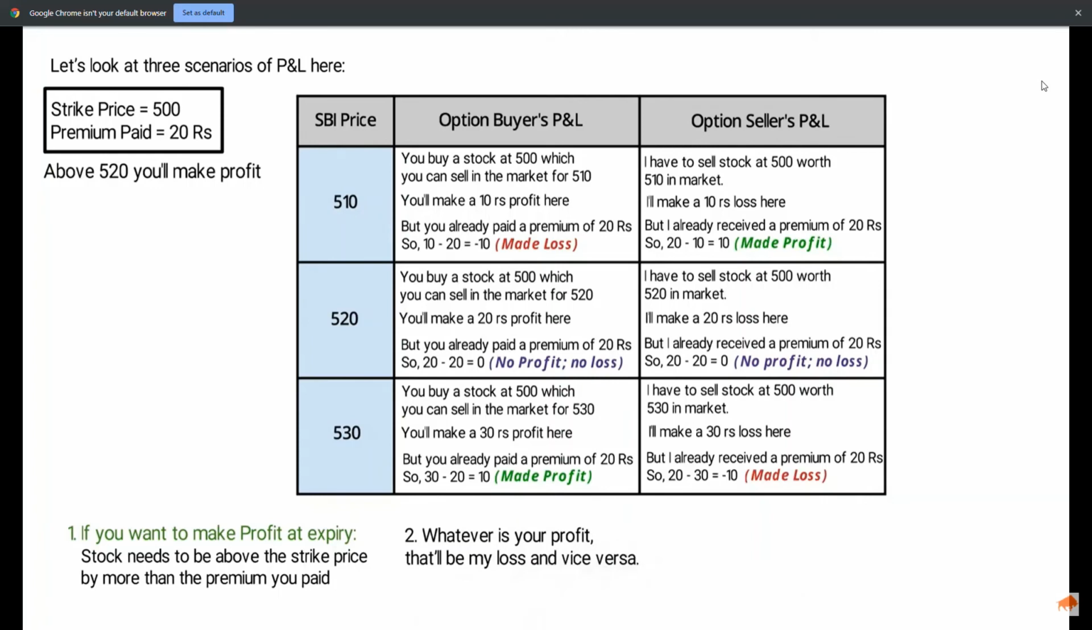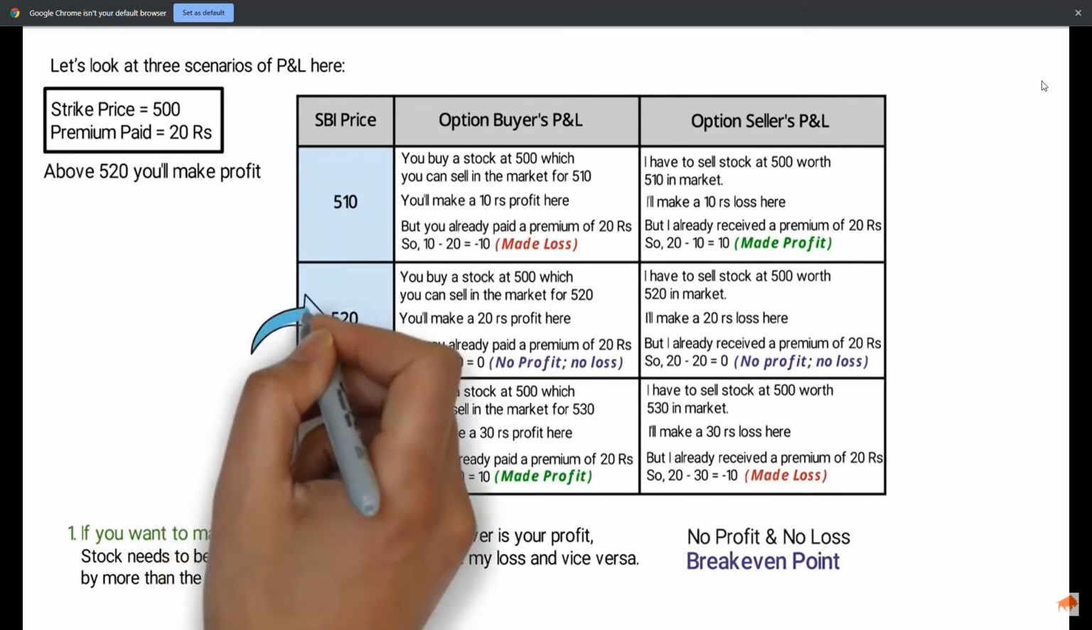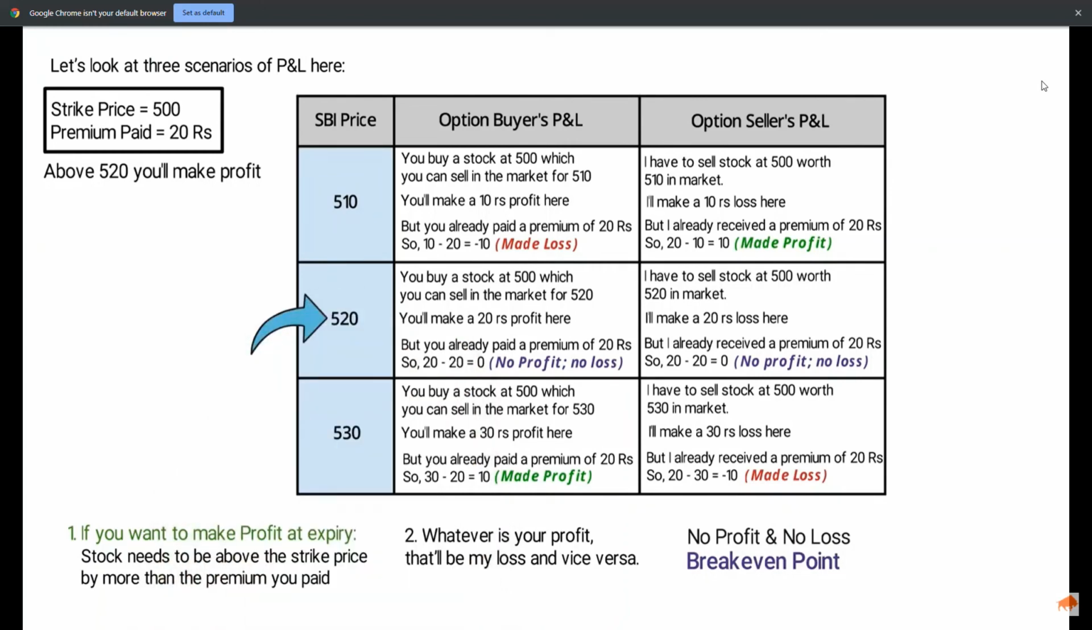The price where you'll neither make a profit nor a loss is called the break-even point. From the above example, 520 is our break-even point. The formula for the break-even point for a call option is strike price plus premium.